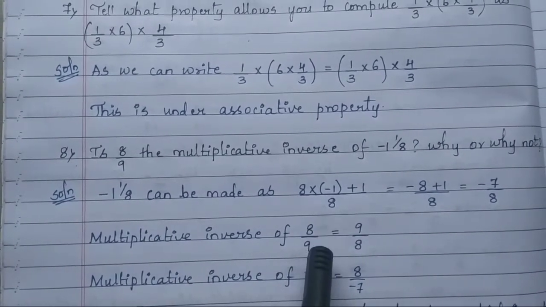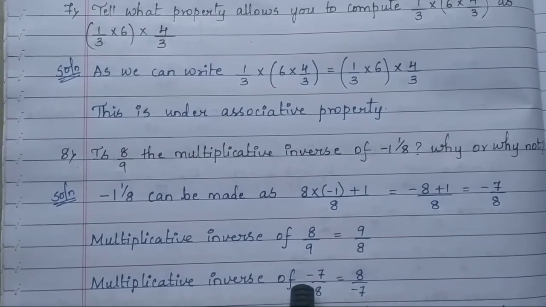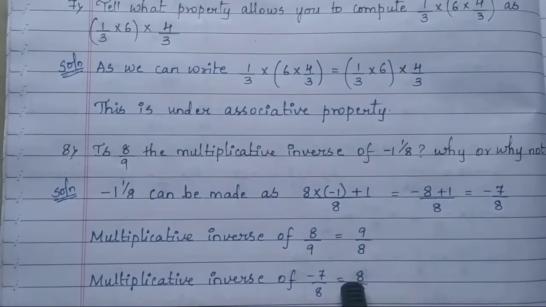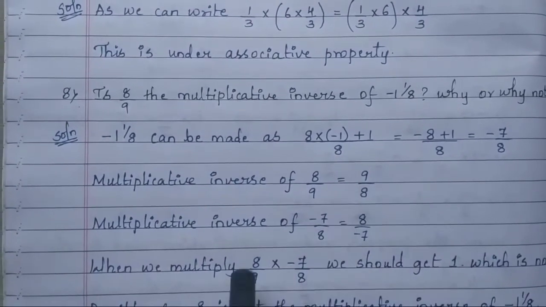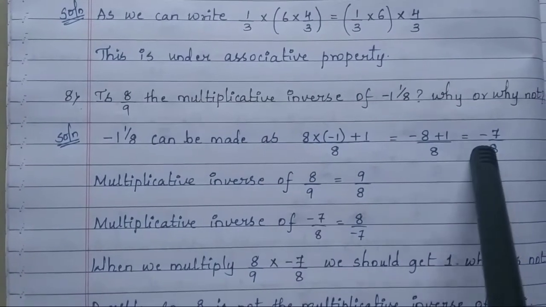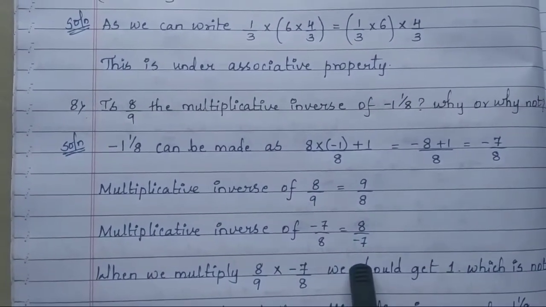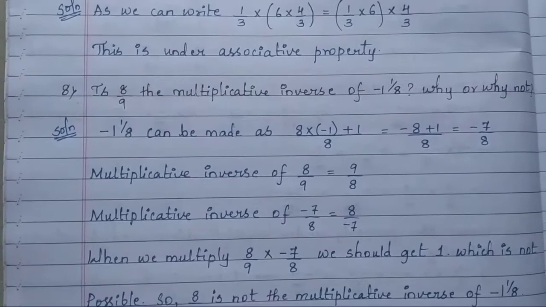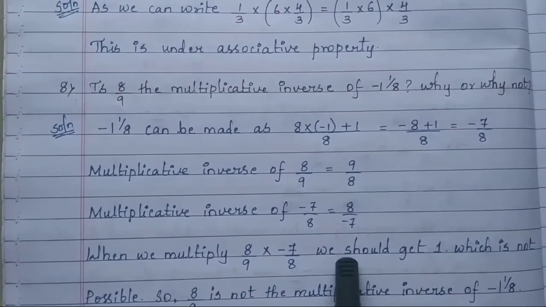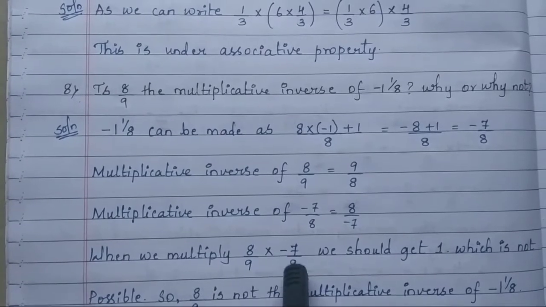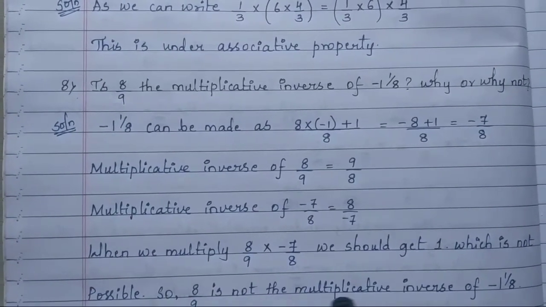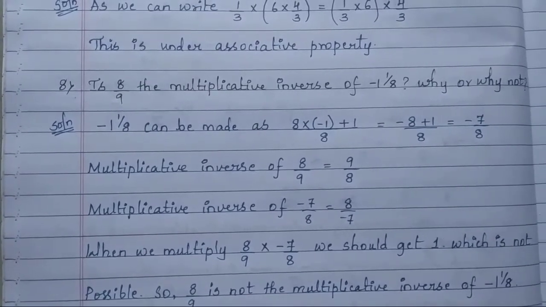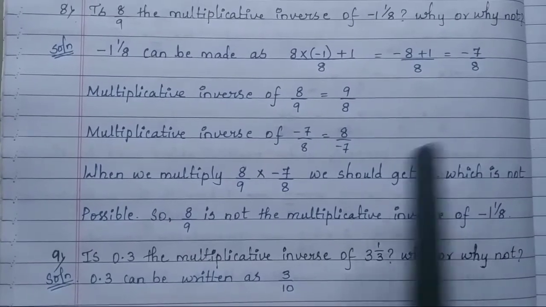So the multiplicative inverse of 8 by 9 is 9 by 8, whereas the multiplicative inverse of minus 7 by 8 is 8 by minus 7. So we can see there is no relation here. When we multiply 8 by 9 with minus 7 by 8, we should get 1 if it is the multiplicative inverse. If it is not 1, then it is not the multiplicative inverse. We cannot get 1 here. So 8 by 9 is not the multiplicative inverse of minus 1 of 1 by 8.